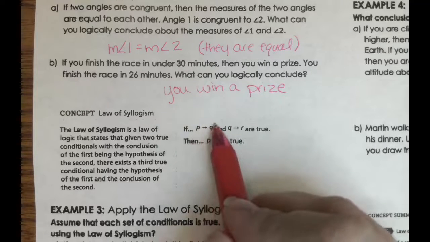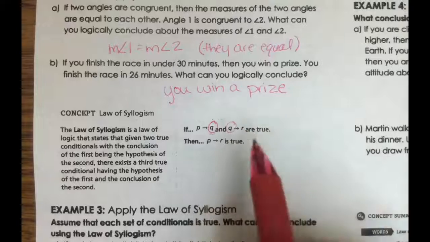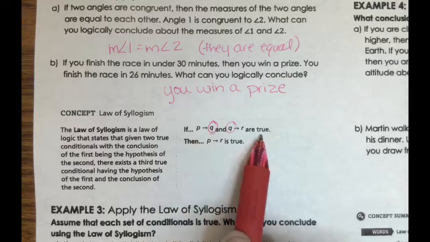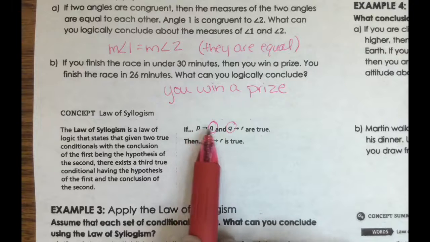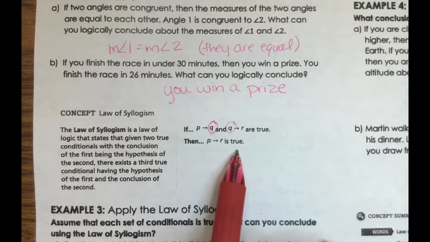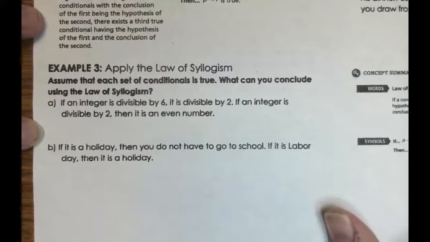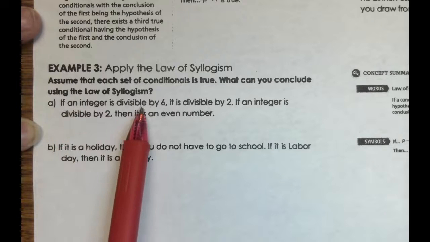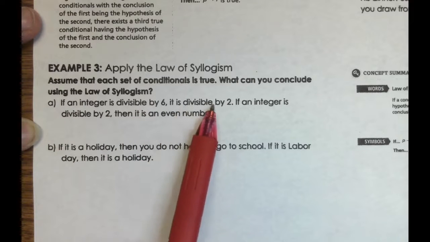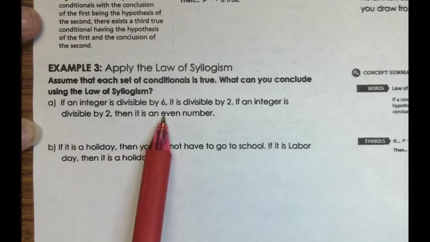Notice that the conclusion of one statement was the hypothesis of the next. And if both of these are true, then we can kind of cut out that middleman and say if P, then R is also true. So here's what that looks like. Down here on example 3, it says if an integer is divisible by 6, it is divisible by 2. If an integer is divisible by 2, it's an even number.